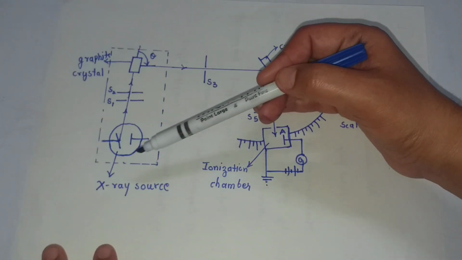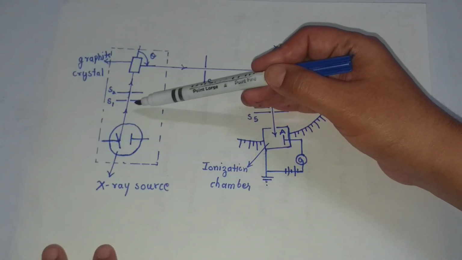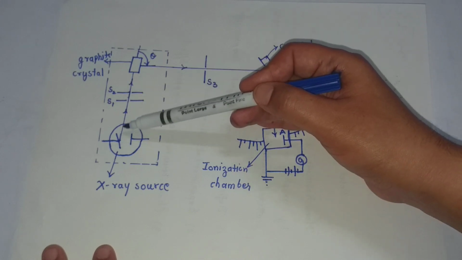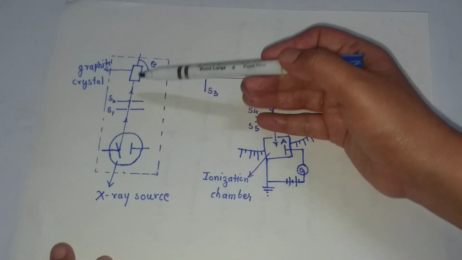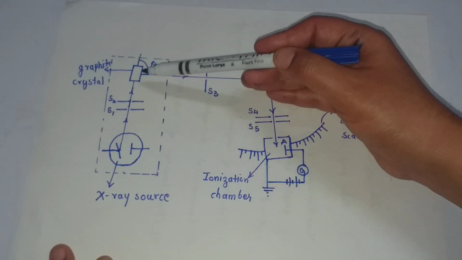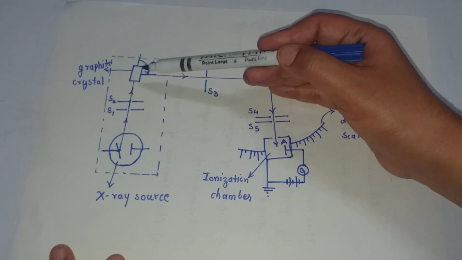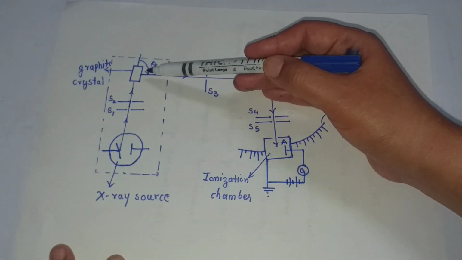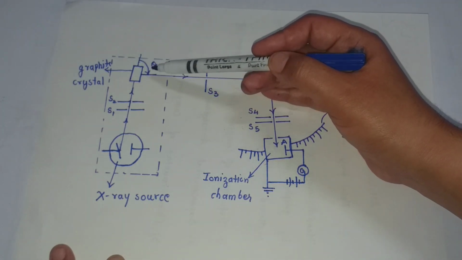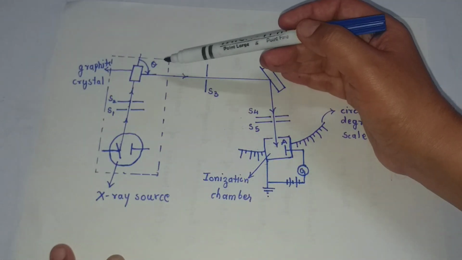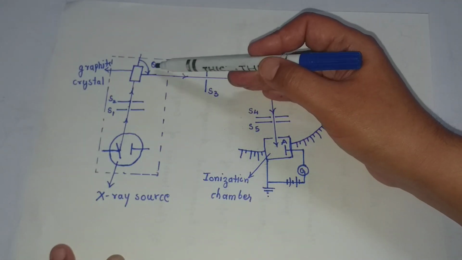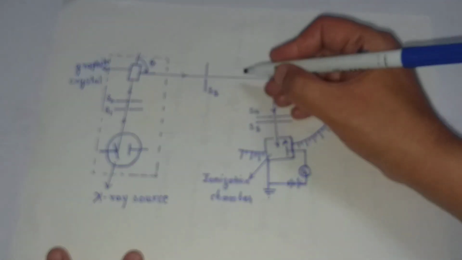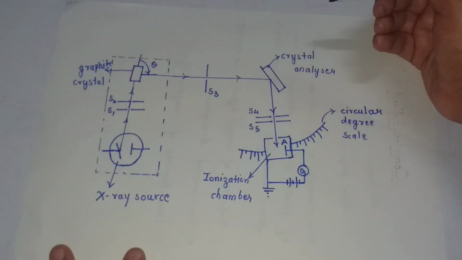It consists of an X-ray source which emits the X-ray beam and which is allowed to pass through slits S1 and S2. After passing through slits S1 and S2, we get a well collimated beam, and this collimated beam is allowed to be incident on graphite crystal. Here, the X-ray beam gets scattered in all possible directions. The beams which make an angle theta with the direction of incidence are collected by the slit S3 and then allowed to be incident on the crystal analyzer.